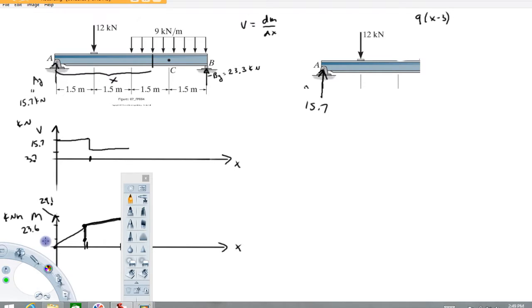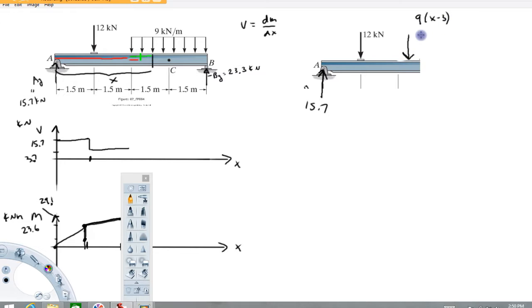Got to pay close attention to this. This distance right there is x minus 3. That makes half of this x minus 3 over 2. In red here, that distance is 3, plus we have to add half of that, and that was x minus 3 over 2.